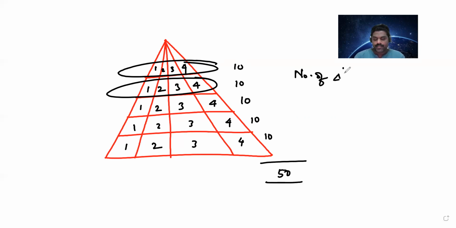If you count, this will take a lot of time, sir, if such a big diagram is given. So quite easily using this logic, you will be able to find that the number of triangles is 50.